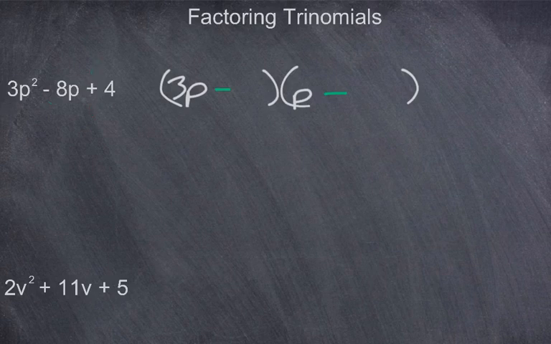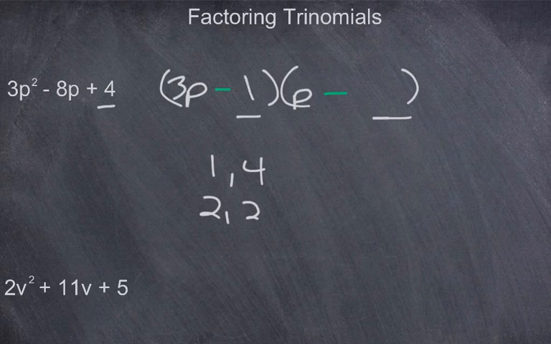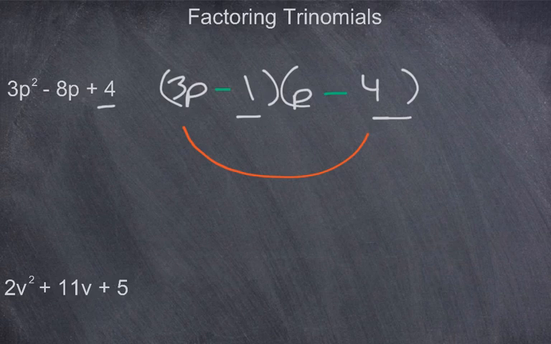Okay, now we have to worry about the last term in both parentheses. These two will multiply to equal 4. So now we have options here. You have 1 and 4, you have 2 and 2. This is kind of like a guess and check method. If I put a 1 and a 4, the way I figure out if I did that correctly is I would have to do the FOIL method, the outer and the inner, and see if they combine to make a negative 8p.